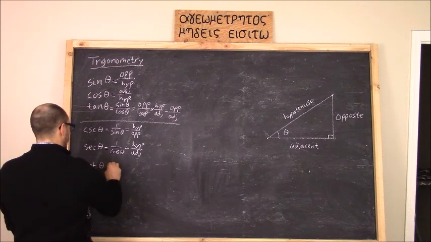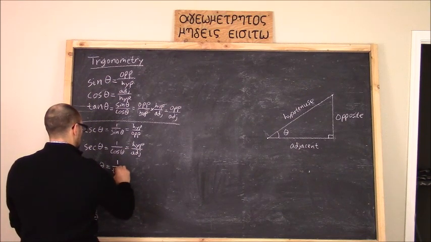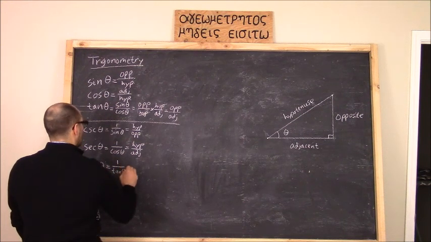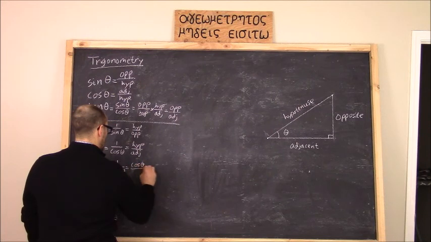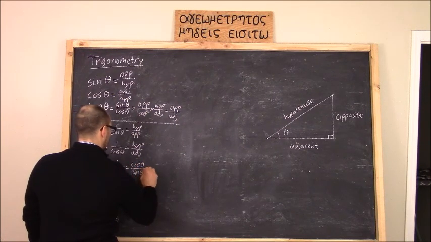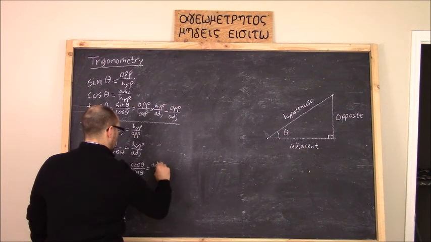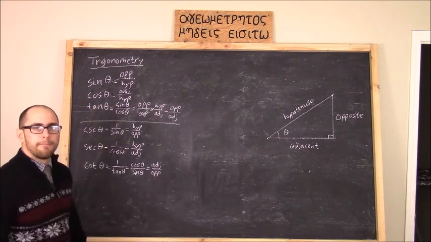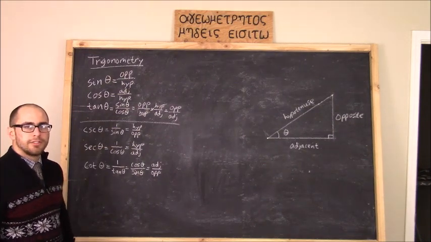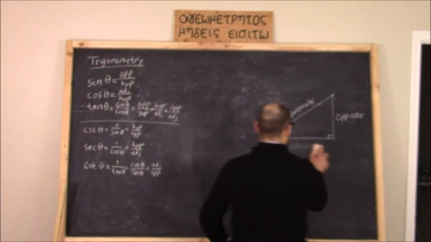And lastly, cotangent is equal to 1 over tangent. Or we could write it as cosine theta over sine theta. This is going to be the reciprocal of this. Adjacent over opposite. Okay, these are definitions. Let's throw some numbers to it so it makes a little more sense.